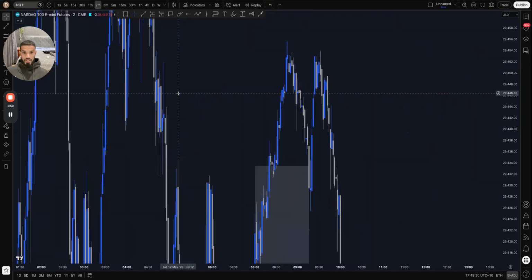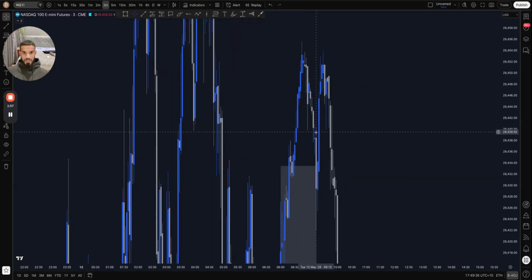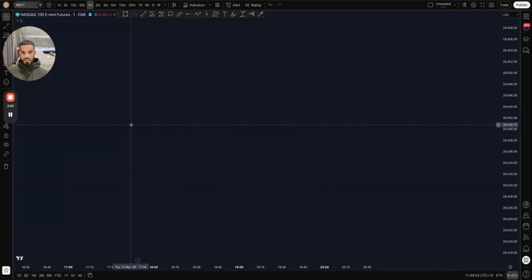If you go to a 2 minute, you can see it did the exact same thing. It ended on a wick, and on the 3 minute, it's not even a break. It's literally just a leg down, right? So that already for me is a bit of a red flag.